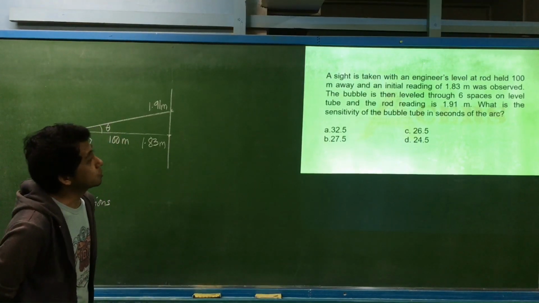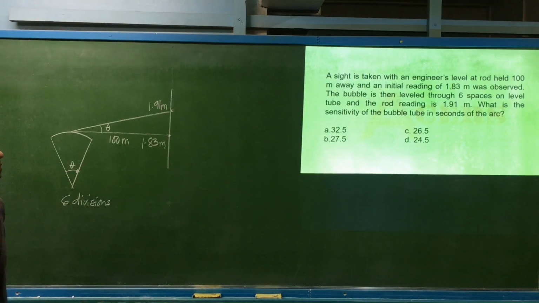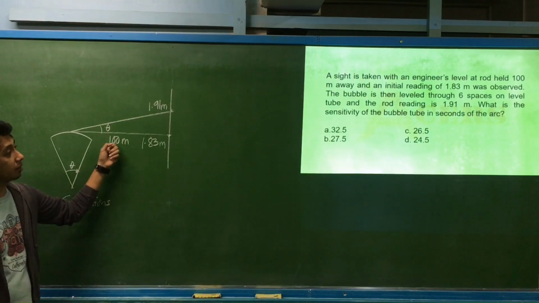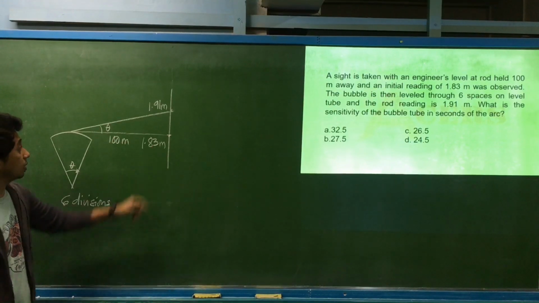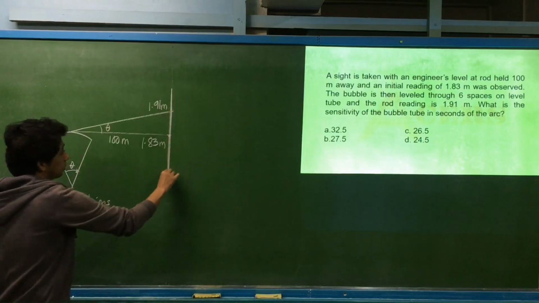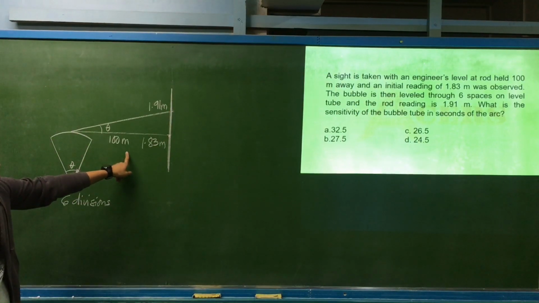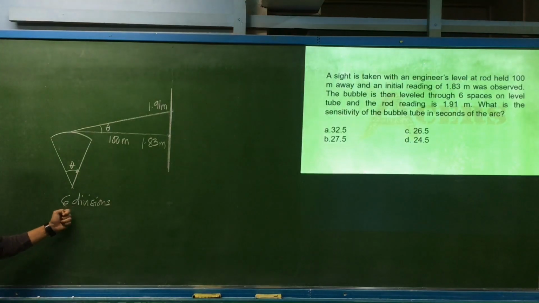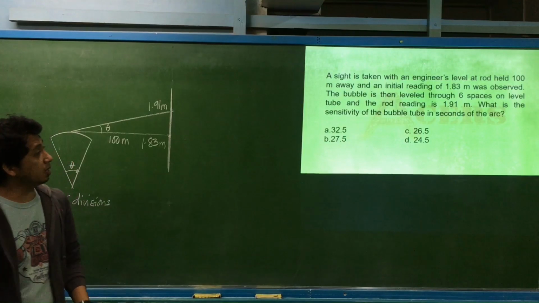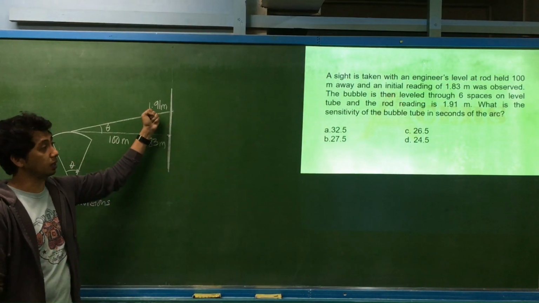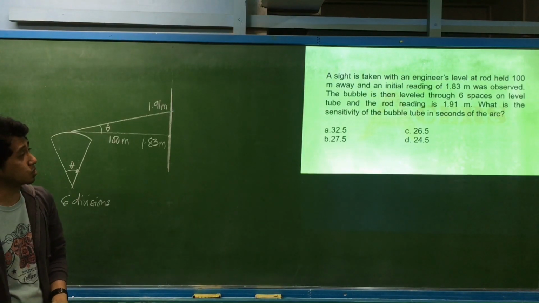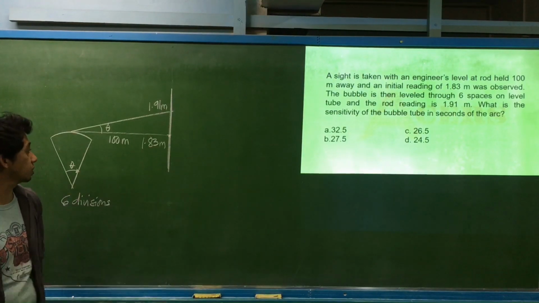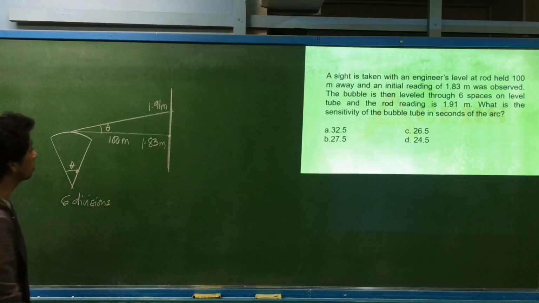Okay? So a site is taken with an engineer's level rod held 100 meters away and an initial reading of 1.83. So let us assume ito yung ating rod. Okay? So the bubble is then leveled through 6 spaces or 6 divisions on a level tube, and the rod reading is now 1.91 meters. So what is the sensitivity of the bubble tube in seconds of the arc? So kunin natin yung sensitivity in terms of seconds.